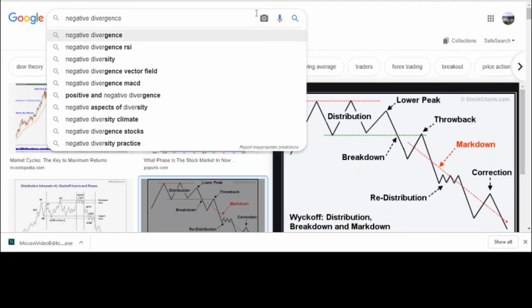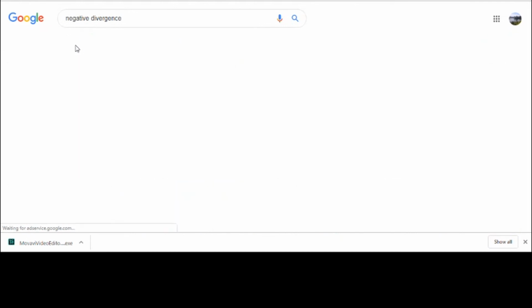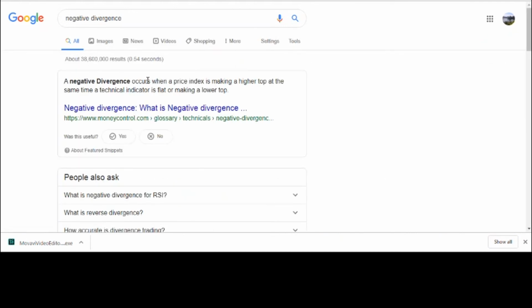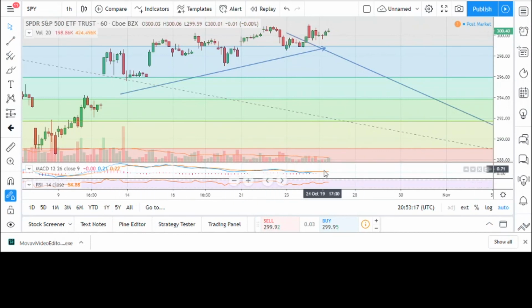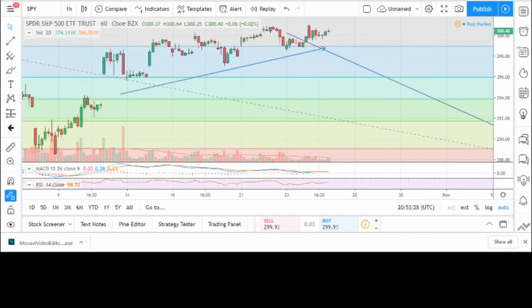Initially these things might sound difficult, but once you are using them on a daily basis, you'll find them very easy to identify. A negative divergence occurs when a price index is making a higher top at the same time a technical indicator is flat or making a lower top. So that is what I mentioned here, that this indicator is making a lower top, moving downwards while the price is going upward. They also said that an indicator can also be going sideways, but for MACD I can tell you that if it's negative divergence, it will be going downwards rather than sideways.